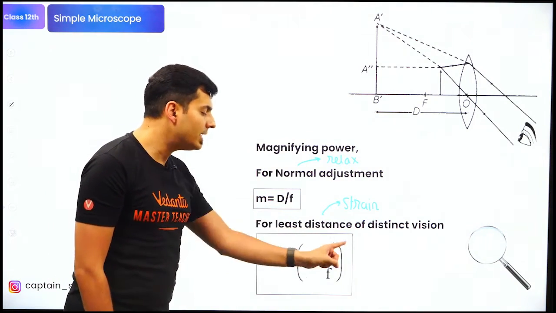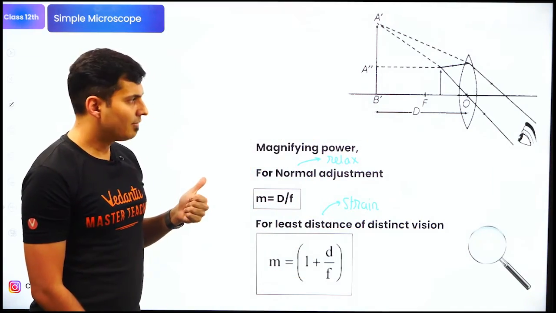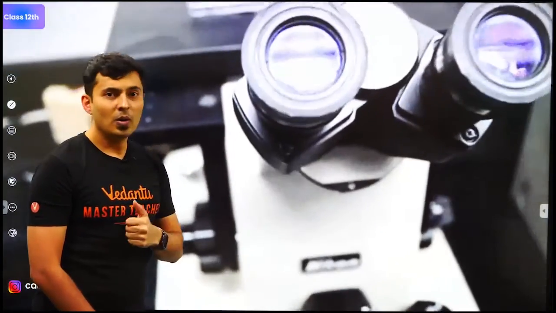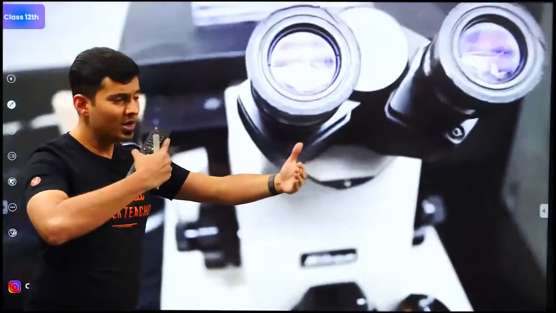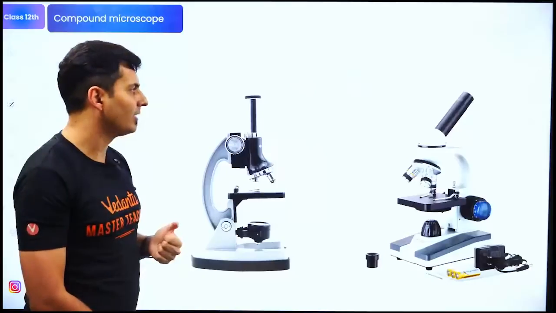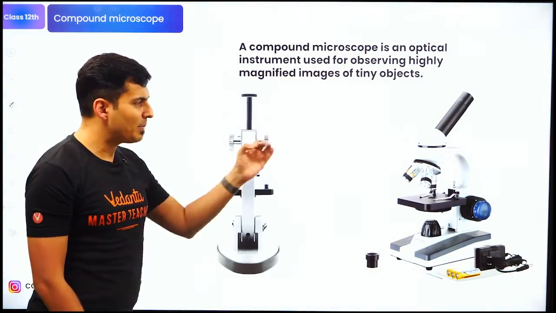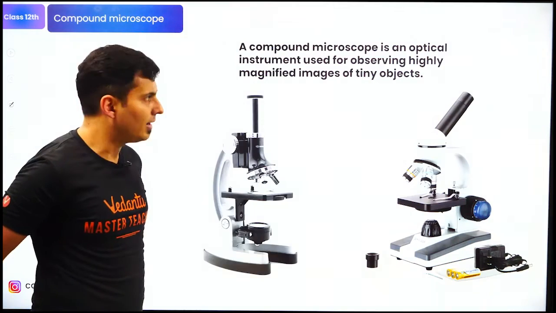Otherwise, it's just d by f, f being the focal length of the lens. Fair enough? Moving ahead now to the compound microscope. A compound microscope is nothing but two simple microscopes, or two convex lenses one after the other. So this is how it looks, and I'm pretty sure you would have seen this in either a chemistry or a biology lab class.